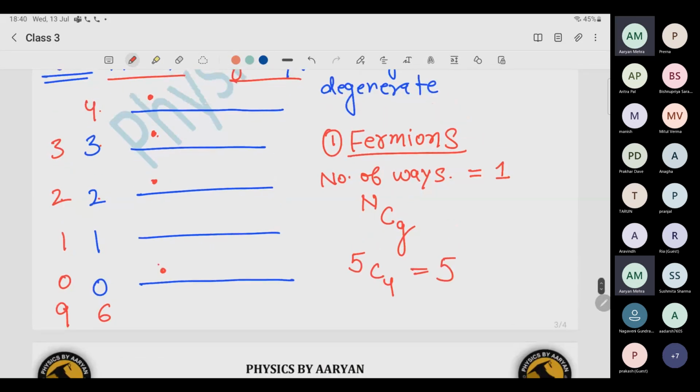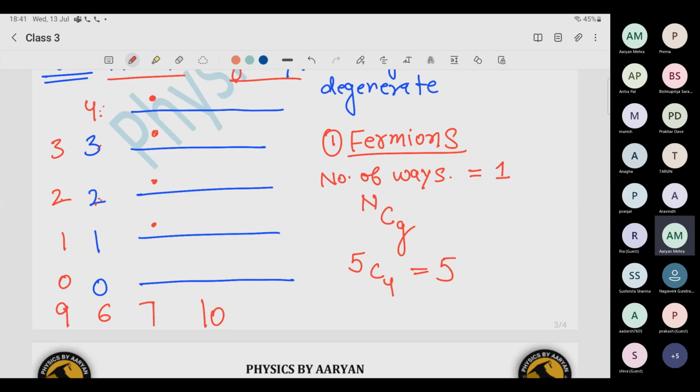Now there were other options to change this distribution. If I would have changed this one by this, then what is the energy? 4 plus 2 is 6, plus 1, 7. Okay. If I change it by taking it here, then my energy is 4, 3, 7, 9 plus 1, 10. Do you understand? So what is the ground state energy in this situation? Tell me. 4 particles in 5 states.